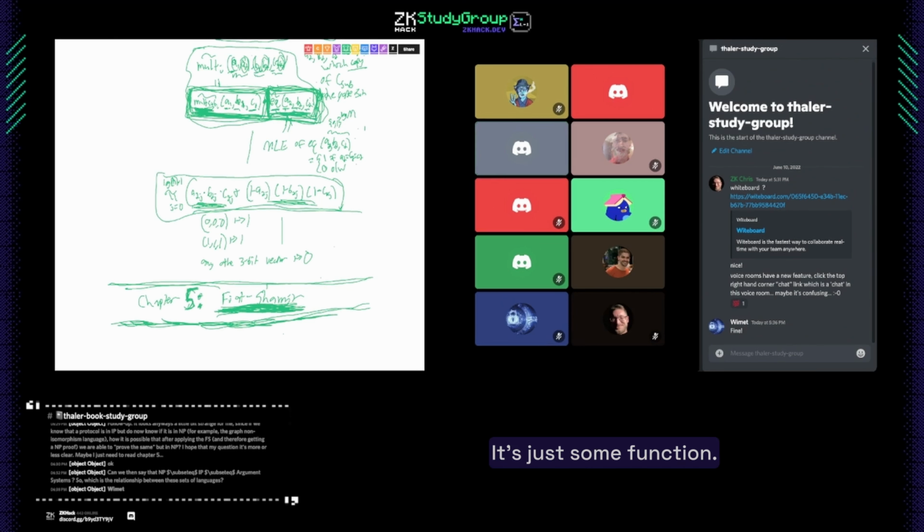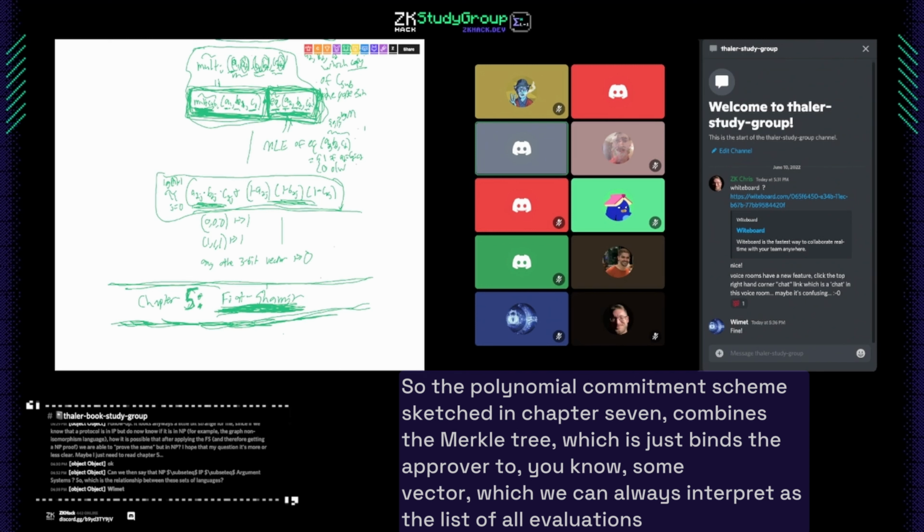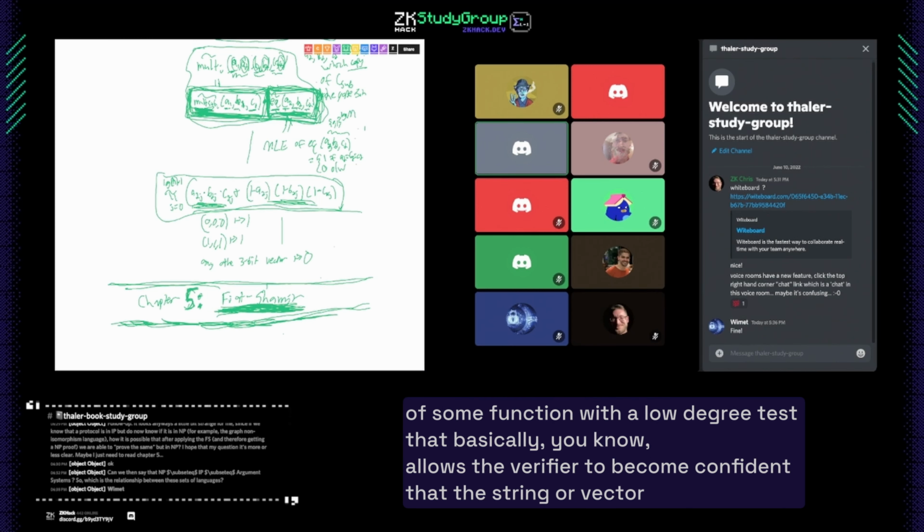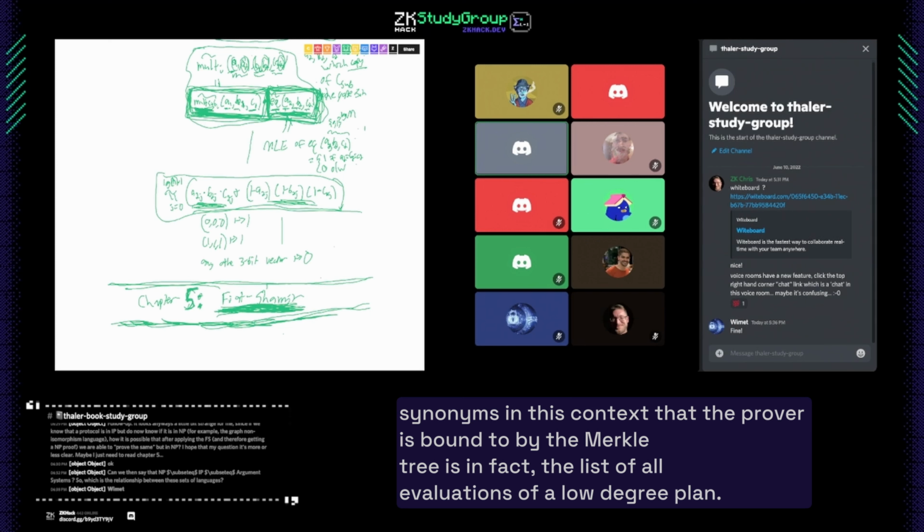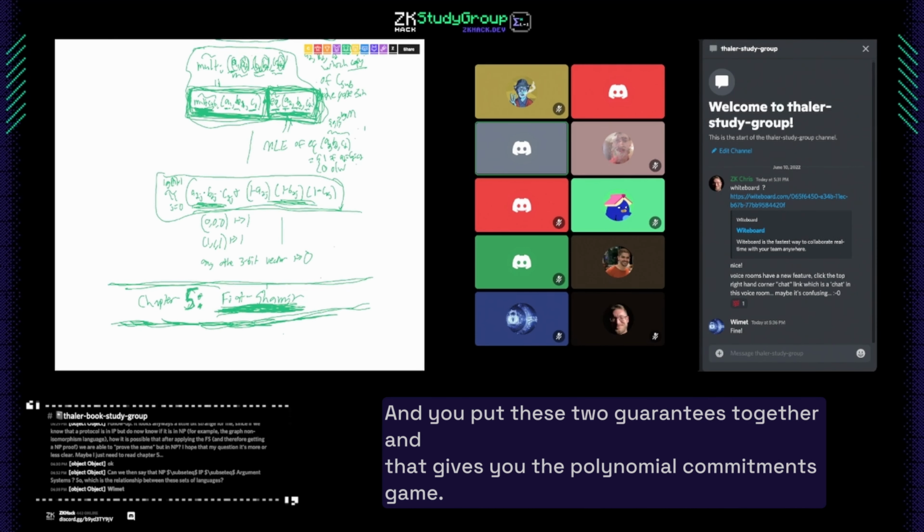It's just some function. So the polynomial commitment scheme sketched in chapter 7 combines the Merkle tree, which binds the prover to some vector, which we can always interpret as the list of all evaluations of some function, with a low degree test that allows the verifier to become confident that the string or vector, as synonyms in this context, that the prover is bound to by the Merkle tree is in fact the list of all evaluations of a low degree polynomial. You put these two guarantees together and that gives you the polynomial commitment scheme.